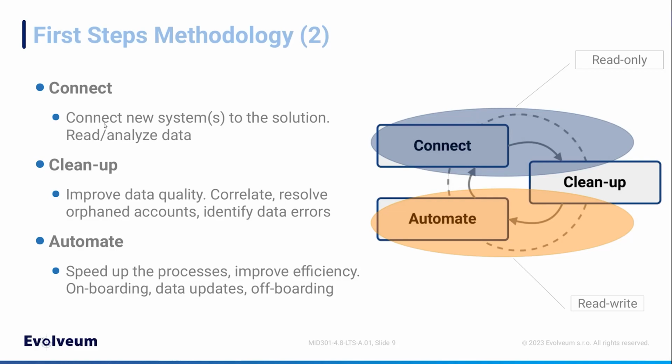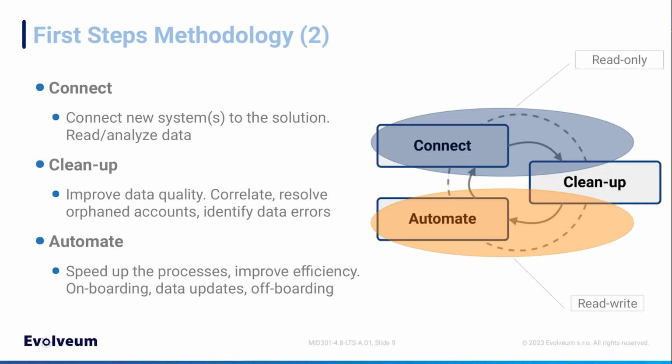Then in the cleanup step, we are trying to improve data quality, which for source systems might be, we would like to ignore certain data because the quality of these data is low or there are certain mistakes. For target systems, we need to correlate the existing accounts. And during that correlation, we will see that there are some uncorrelable accounts, there are some orphaned accounts, there are data errors which we will detect during the simulations, like midPoint would change something when we would do it for real. So this all will be done in the cleanup step.